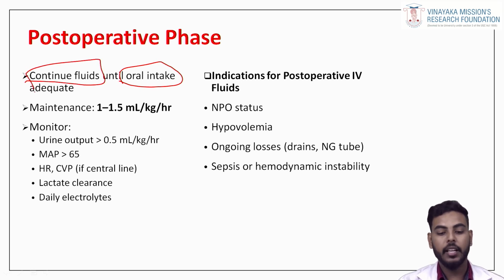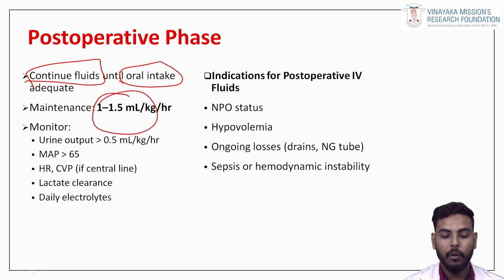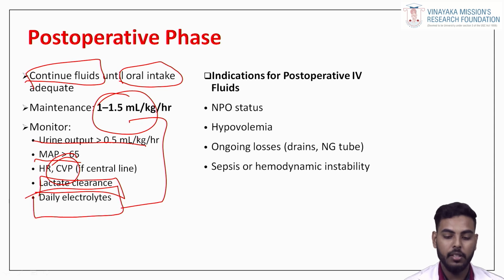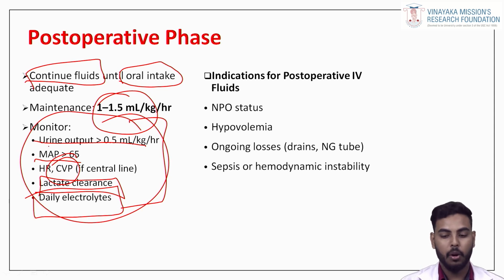Then the maintenance rate will be around 1 to 1.5 ml per kg per hour. Then monitor the signs. As I told, urine output 0.5 ml per kg, mean arterial pressure, that is hemodynamically it should be around 65 mmHg. If there is any central line, we have to monitor the central venous pressure and then heart rate. Lactate clearance: I told you we are measuring lactate because it mainly identifies the tissue perfusion and oxygenation. Then daily electrolyte requirements. These are all things we have to monitor in the post-operative period.